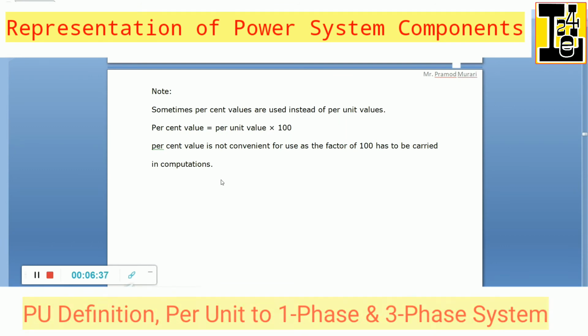Let me give you a note: sometimes the percentage values are used instead of the per unit values. So the percent value is equal to per unit value into 100. The percent value is not convenient for use, as the factor of 100 has to be carried in computations. So per unit value is conveniently used in the calculations or the analysis of the power system.